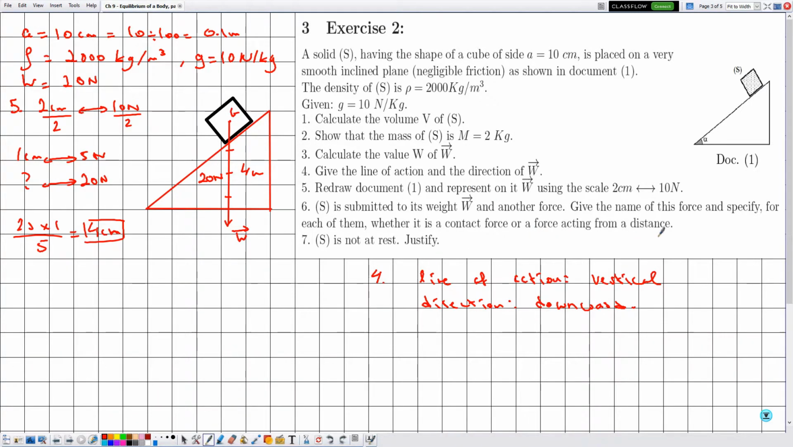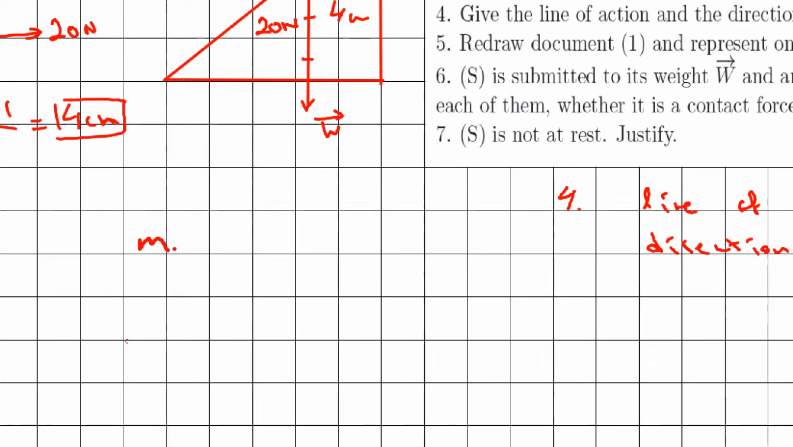Now in number 6, they are telling me S is submitted to its weight W and another force, and this is straightforward. Let's recall that whenever we have a mass, we have weight. Whenever we have a string, we have a tension. Whenever we have a support or an inclined plane, we have the normal reaction. Whenever we have electricity, we have an electric force. Whenever we have magnetism or a magnet, we have the magnetic force.